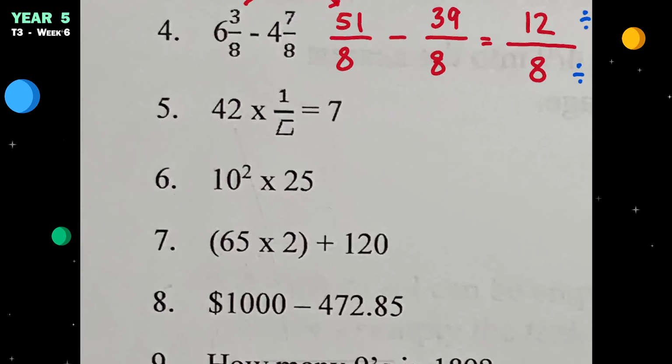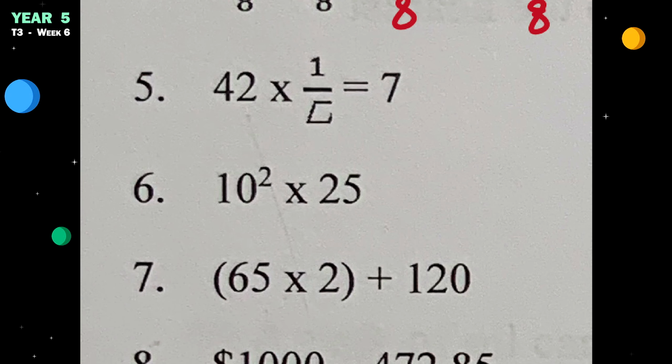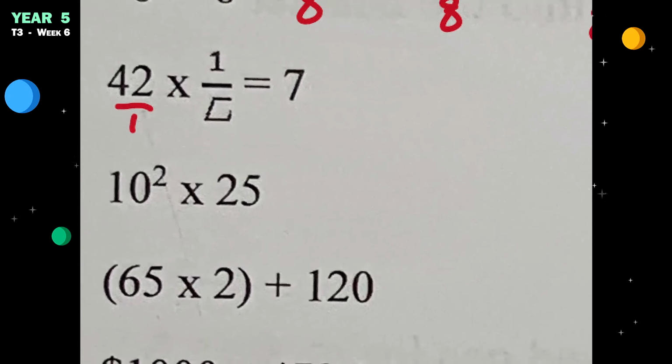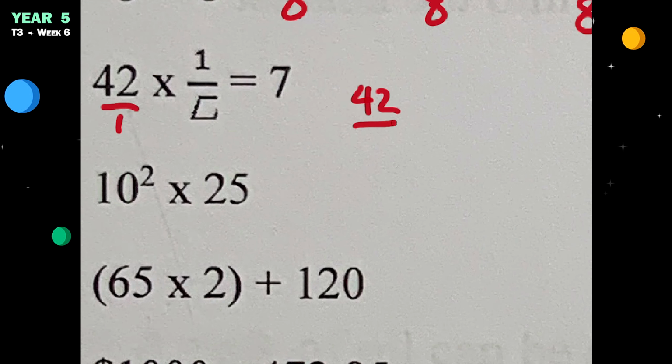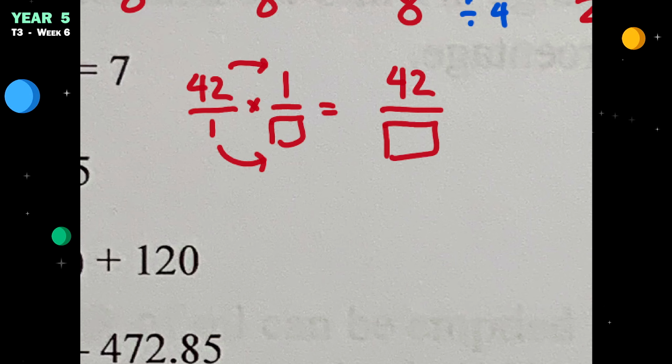Okay, next one is 42 times it by what gives me 7. So let's see. 42 is a whole number, so that's over 1. So therefore you have 42 over 1 times 1 over something. Let's just multiply it across. 42 times 1 is 42. 1 times something is just something, and that's equal to 7.